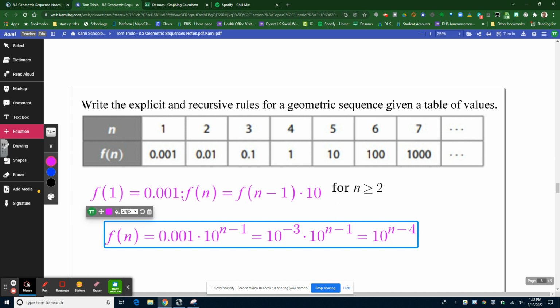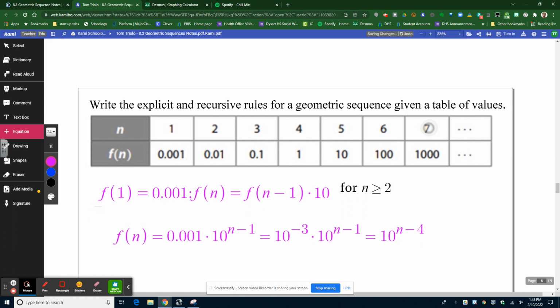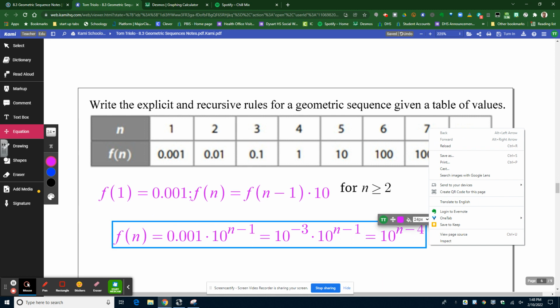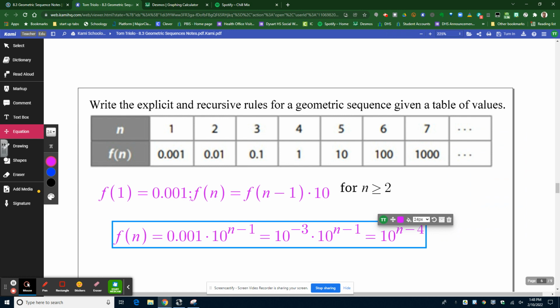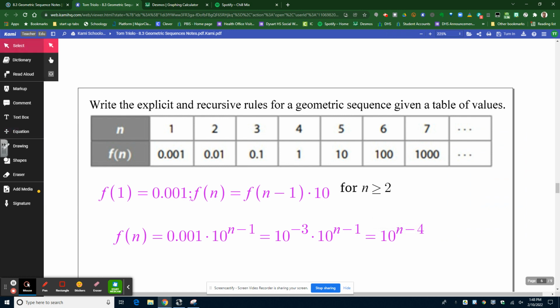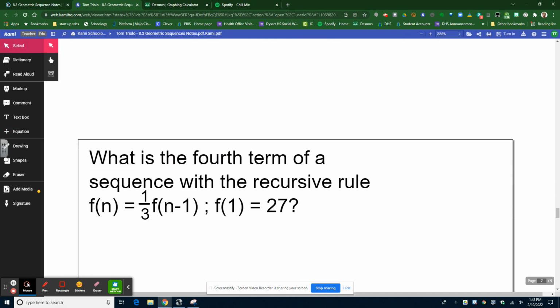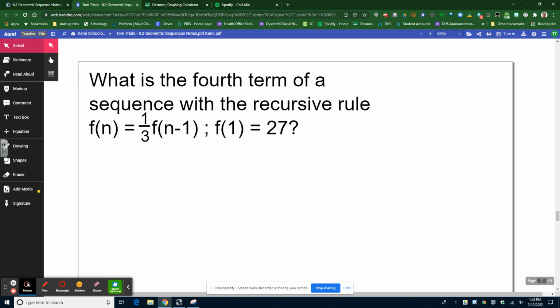Okay. Now let's just double check. Take a look at my last one, the 7th term. My 7th term should be 10 to the 7 minus 4. Well, 7 minus 4 is 3, and 10 to the 3rd power is 1,000. So it works. All right. Next one, you're actually given the recursive rule, and you need to find the 4th term.